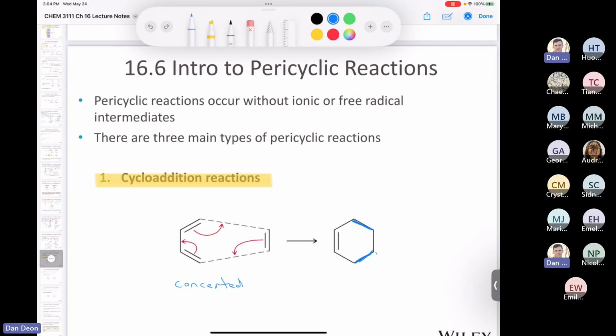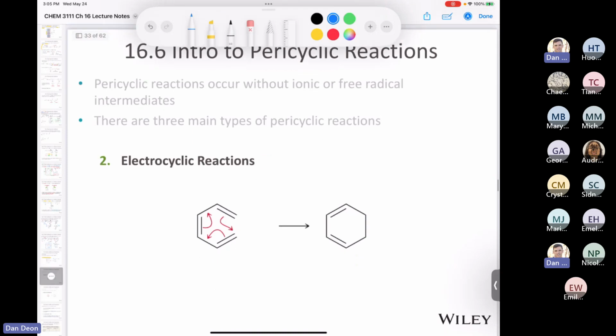So in the cycloaddition, you probably notice here that we lose 2 pi bonds. So we lose 2 pi bonds. And we end up forming 2 sigma bonds. The ones that are highlighted in blue form 2 sigma bonds. Anyhow, kind of too many hyphens there, but whatever.